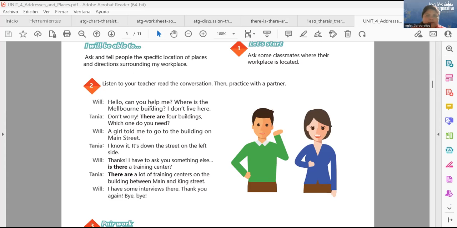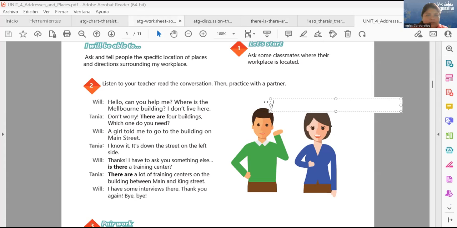Hello, can you help me? Where's the Melbourne building? I don't live here. Don't worry, there are four buildings. Which one do you need? A girl told me to go to the building on Main Street. I know it. It's down the street on the left side. Thanks. I have to ask you something else. Is there a training center? There are a lot of training centers on the building between Main and King Street. I have some interviews there. Thank you again. Bye-bye.